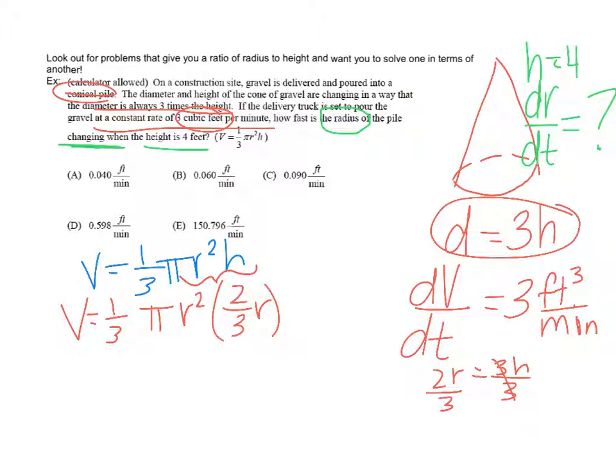Okay, so now let's simplify this before we take the derivative. We have two fractions here, a 1/3 and a 2/3, so I can multiply everything across. That's going to become 2/9 pi. And then I have an r squared times r to the first power, which is going to be an r cubed. So I can change this to volume equals 2/9 pi r cubed. Okay, so now that I've simplified my equation as much as I can, I can take the derivative with respect to time.